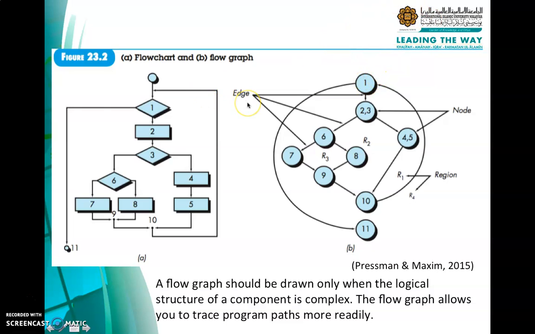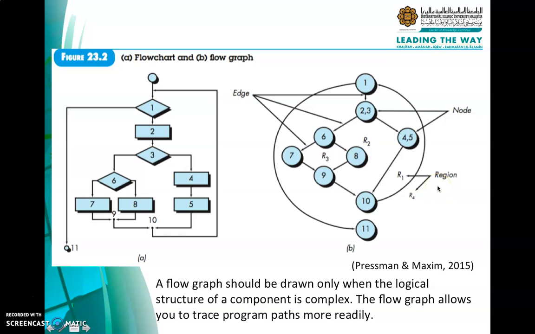All right, and then there is an edge here, linking between the nodes, and then there is what we call the region. Region here denotes the area. So as you can see here, there are 4 regions for this particular flow graph. This is the first region from here until this one, and this is the second region. This is the third region. The boundary, the edge, is what makes up a region, and then the outer region is also another region. So that is 4 regions.